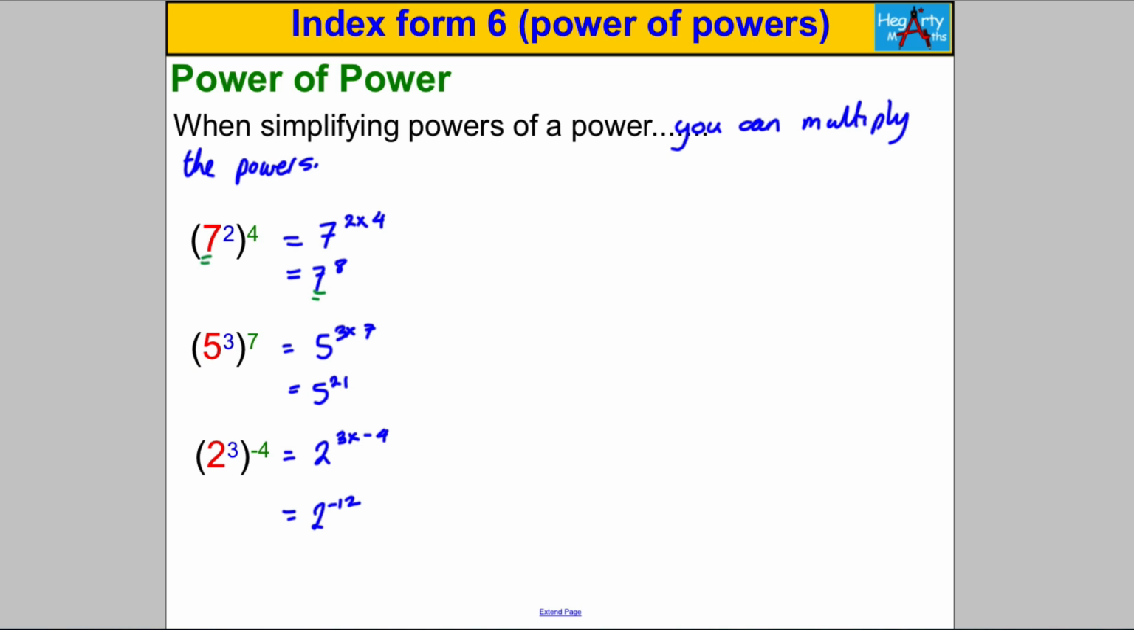5 cubed to the 7 is 5 to the 21. We still have the 5 as the base number. 2 cubed to the negative 4 is 2 to the negative 12. That base number doesn't change or get raised to the power of 4 or power of 7. That stays the same. It's the powers only that multiply by each other. And it's as simple as that. So let's try some questions.